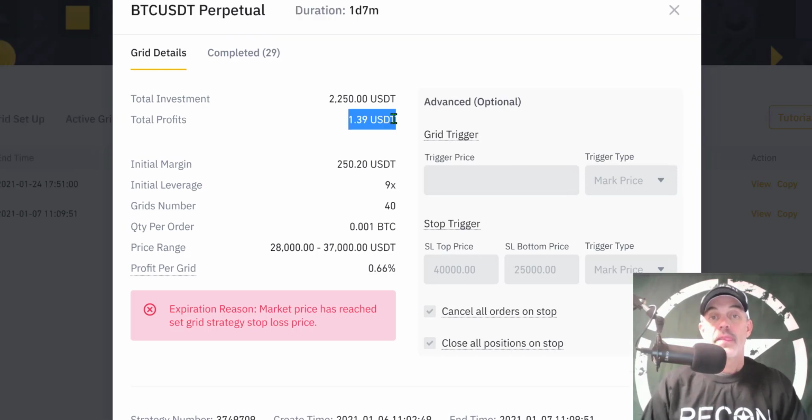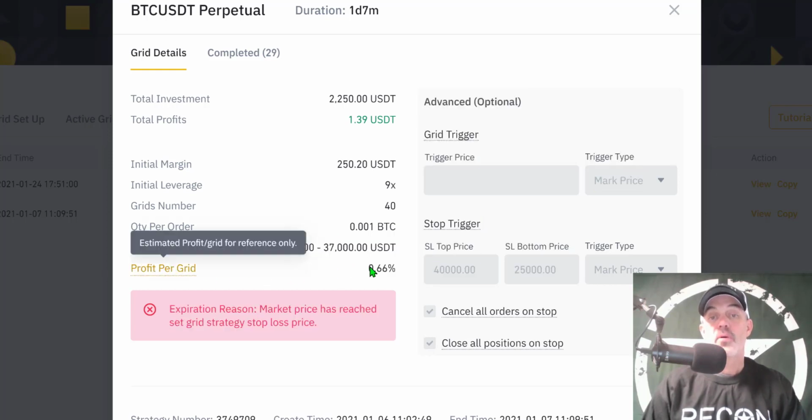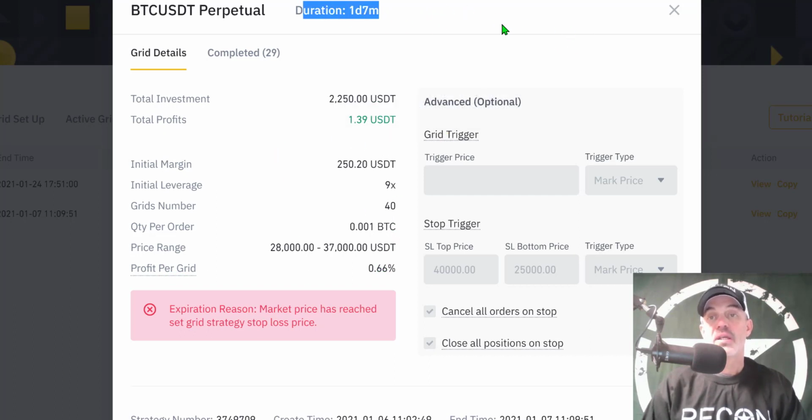You can see I created it on January 6th and it ended January 7th within 1 day and 7 minutes. Now, with that being said, the profit was obviously limited to $1.39. There were only 29 trades completed, and so that bot really never had a chance to get going and trade within my price range of 28,000 to 37,000. And I was looking for a profit per grid of 0.66%. But with that being said, that bot got shut down within 1 day and 7 minutes because it did reach my upper stop loss price range.